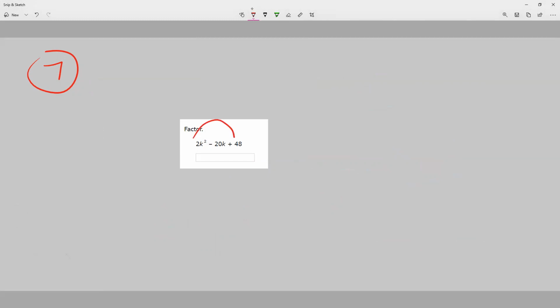Product. Actually, I was thinking it in the last problem and then forgot. Don't forget our steps. Remember the idea that you're supposed to check the greatest common factor. The ones we were just doing didn't have it, but this one does. If you look, you have a 2 and a negative 20 and a positive 48. Really you can take a 2 out of all three of those numbers, and it leaves behind k squared minus 10k plus 24.